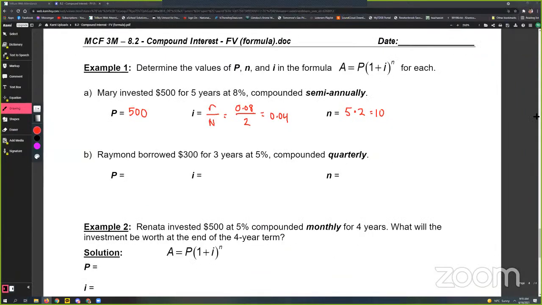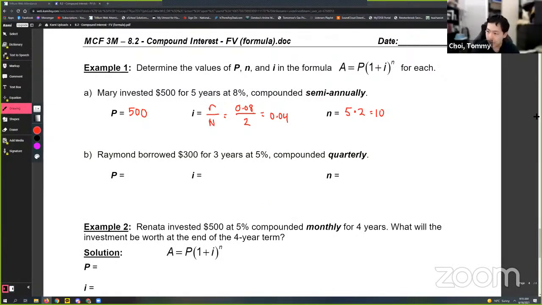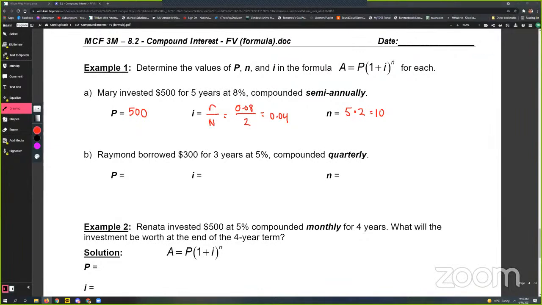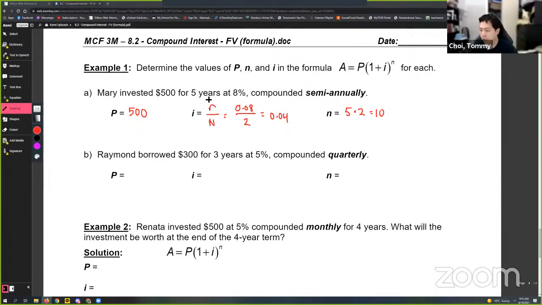Why do we divide it by 2 again? Because it's happening semi-annually, and it says it's 8% for 5 years, we're dividing it by 2 because it happens twice a year. And since it's 5 years and it's twice a year, we multiply it by 2 to get 10. So it's 10 times happens over 5 years.